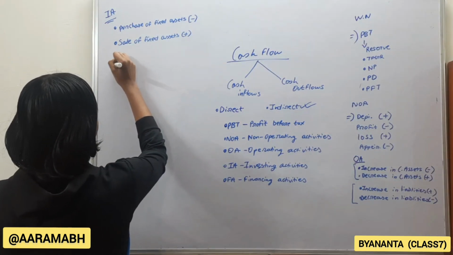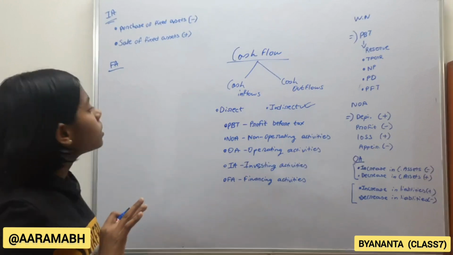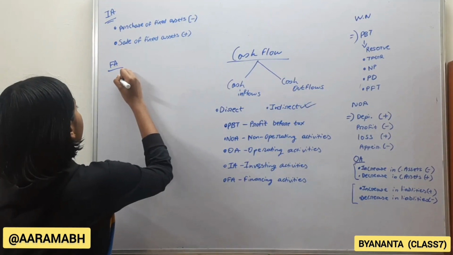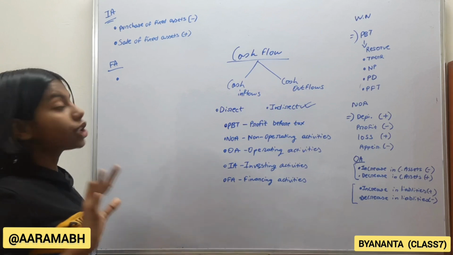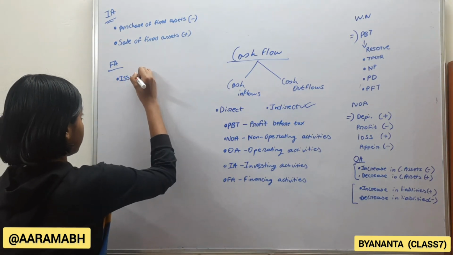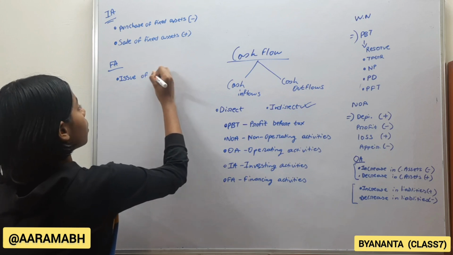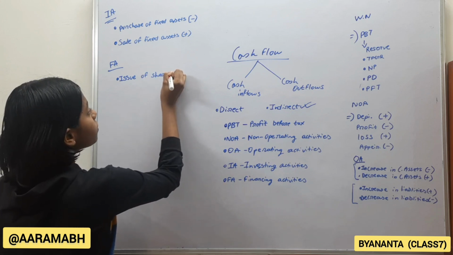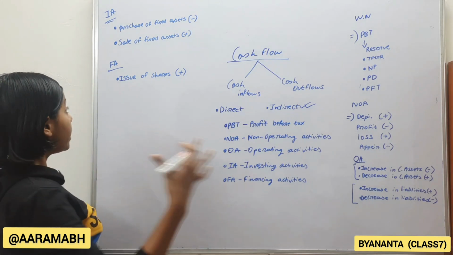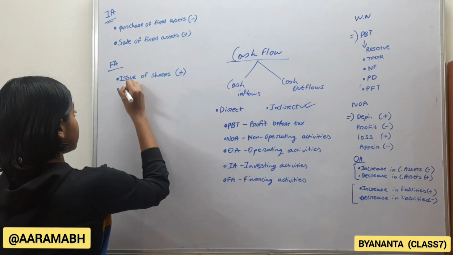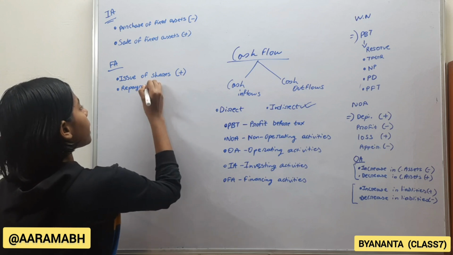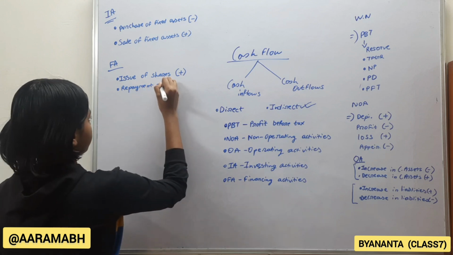And then FA deals with all the stuff related to shareholders. Whenever there's an issue, let's take an example, issue of shares, so we add the amount. And whenever there's a repayment, let's take an example, repayment of dividend.